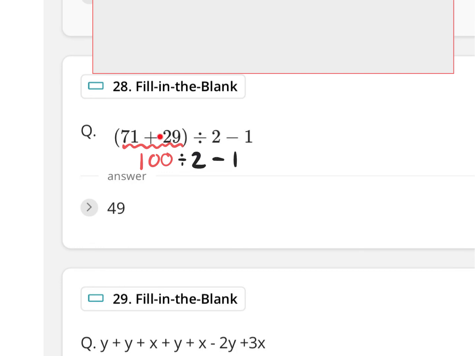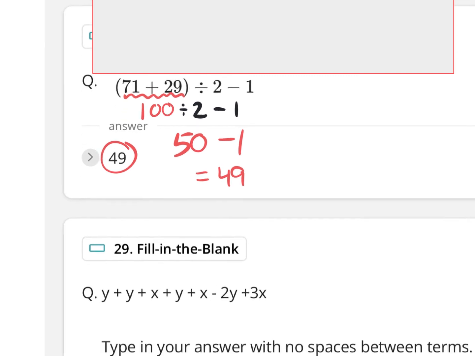So PEMDAS, parentheses first, E for exponents. Is there any exponents? Of course not. Do we have any multiplication or division? Yes, we do. Okay. So what is 100 divided by 2? That's 50. So we have 50 minus 1. Answer is 49. Okay. Jumping to the next question.